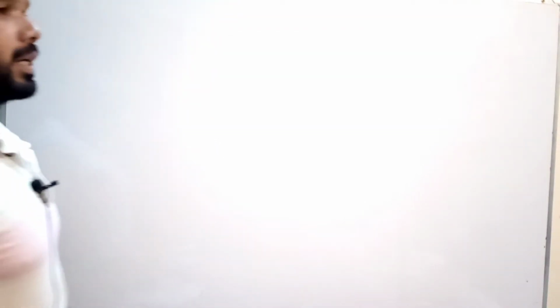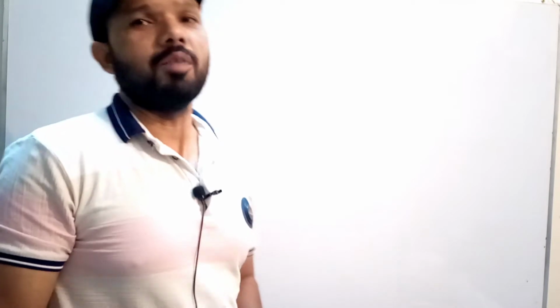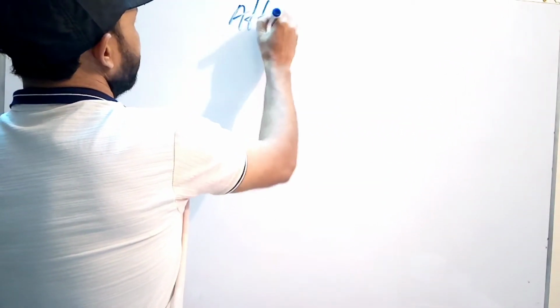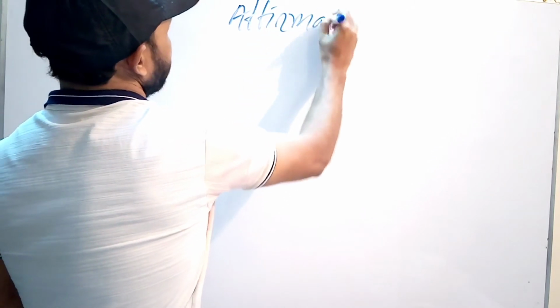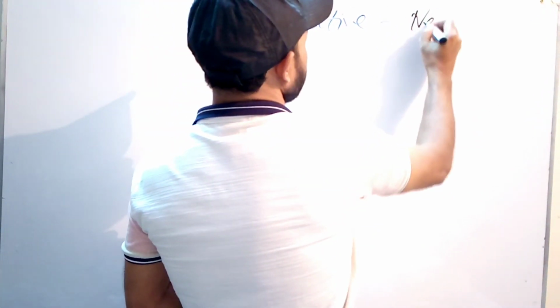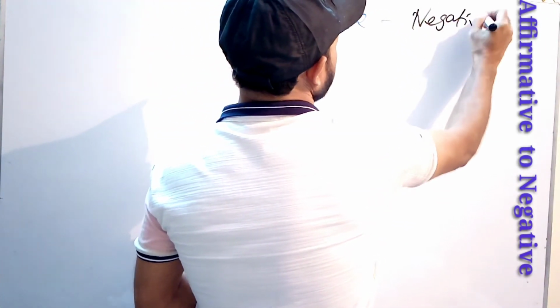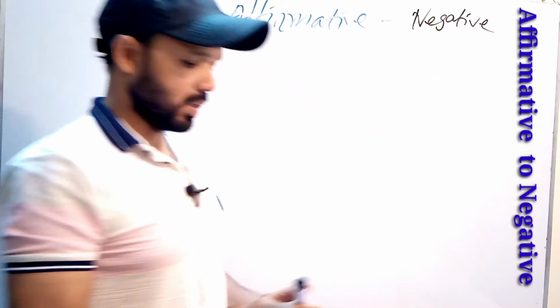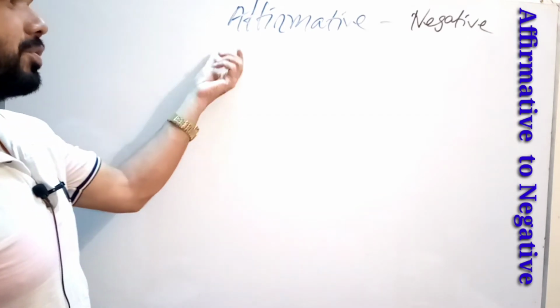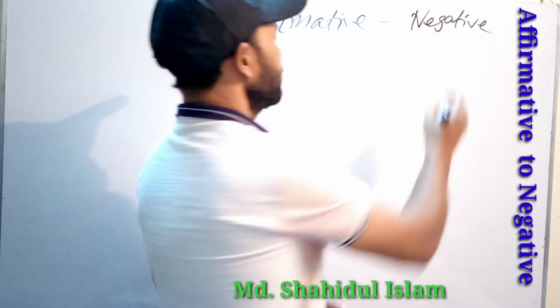Now I am going to discuss some rules and regulations that can help you to change from affirmative to negative. Already I have talked about some rules and regulations from affirmative to negative. This is part 3.